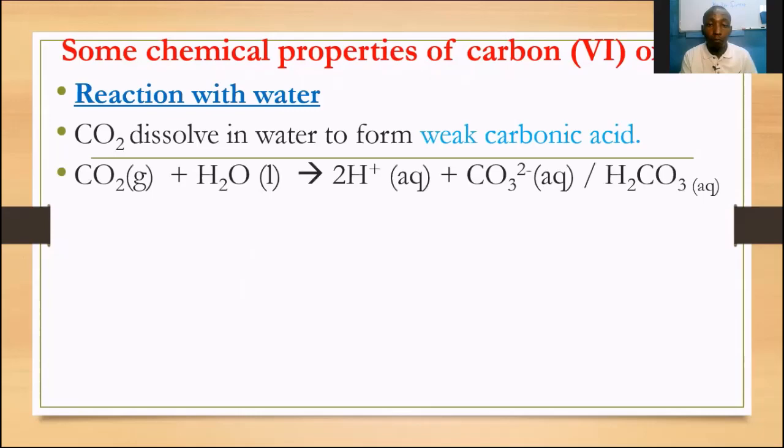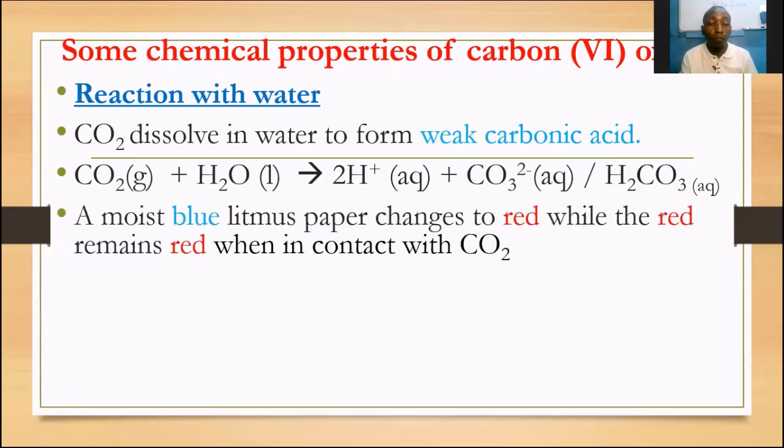And I can see that. Remember this one, it's a reversible reaction. So this should not be a one directional equation, but should be reversible. That's what exactly happens. A very weak carbonic acid there. Actually, you cannot have carbonic acid in a laboratory. It cannot be stored. A moist blue litmus paper will change red when it's exposed to carbon four oxide. So it is an acidic gas.